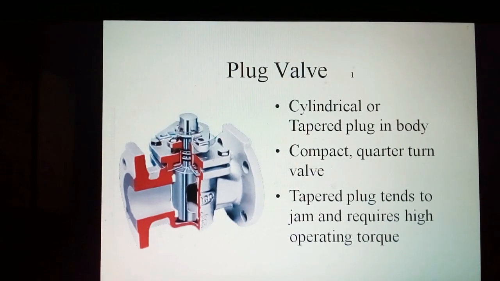Plug valve. It has a cylindrical or tapered plug in the body. Its advantage is that it is compact and a quarter-turn valve. The tapered plug tends to jam and requires high operating torque. This is overcome to some extent by low-friction Teflon sleeves.